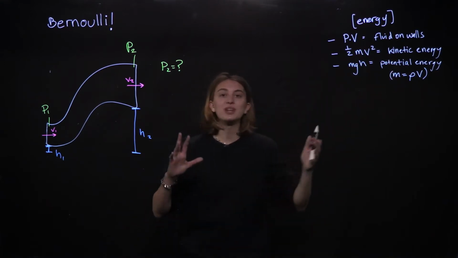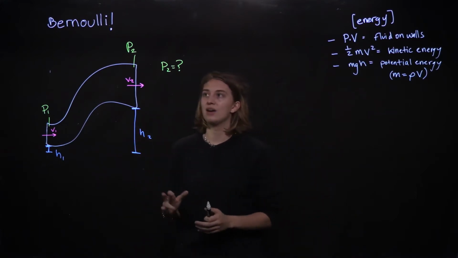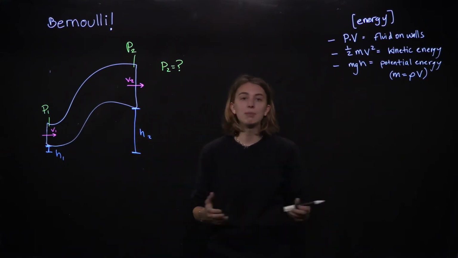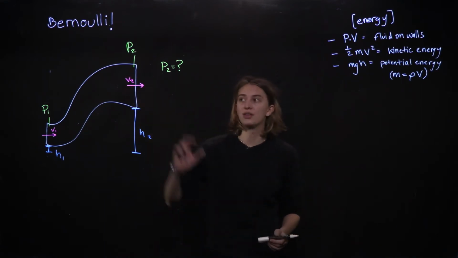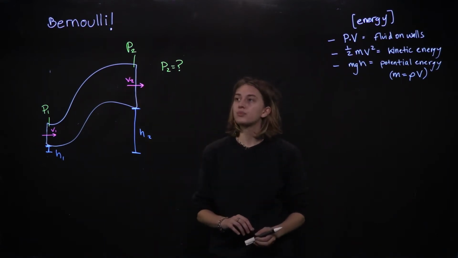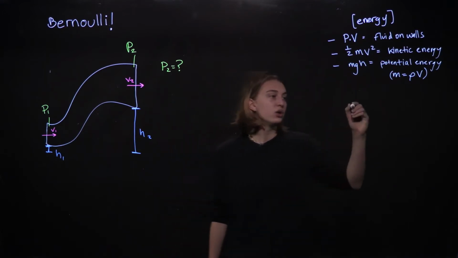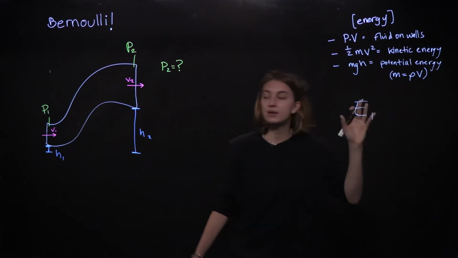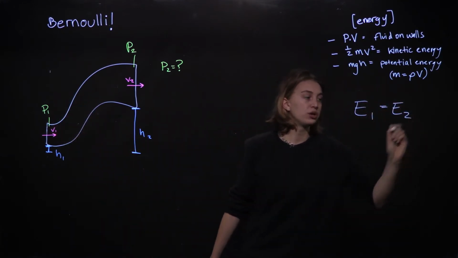So the point is we need an equation that can understand all of the variables we have at play, and perhaps our goal for today is to find P2, the pressure at the final position. In order to do this, we need to use the conservation of energy, which, as you know, means the energy at position 1 equals the energy at position 2.